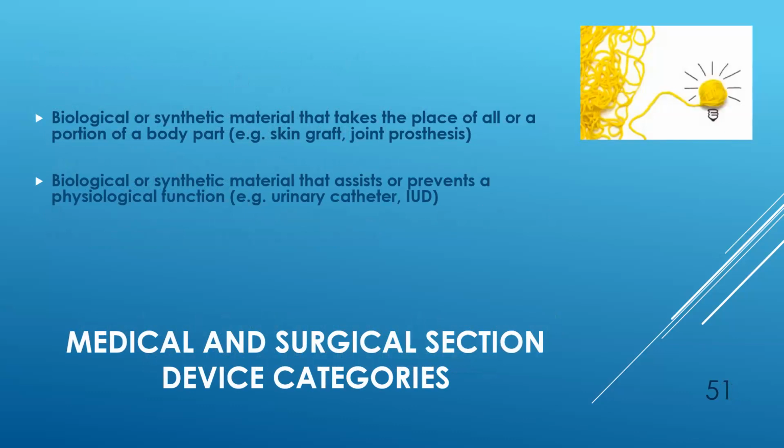So your biological or synthetic, like an IUD would be a good example of that, or your joint prostheses even as a device, or anything that's left in, a pacemaker is a device. Next.